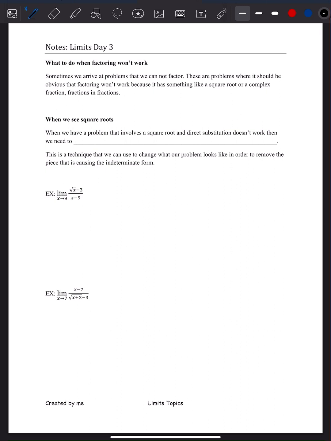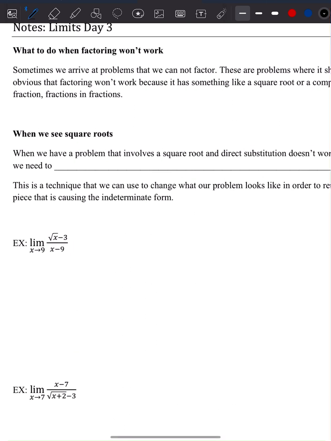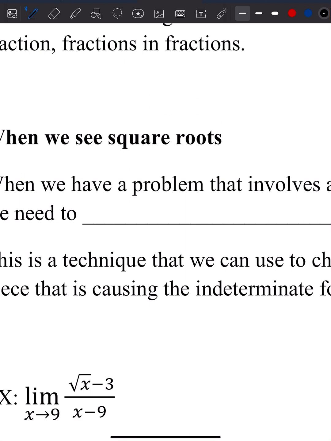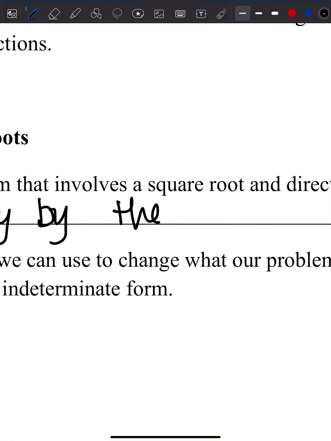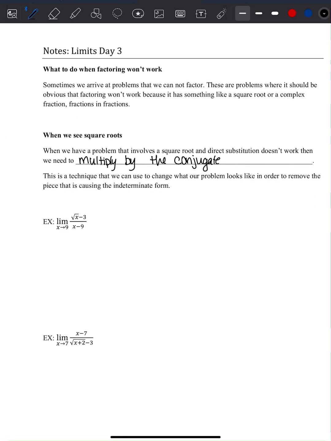So when direct substitution doesn't work and we get 0 over 0, the indeterminate form, we need to try something else. Our something else is called multiplying by the conjugate. Multiplying by the conjugate is how we deal with square roots. It changes what's happening with that square root enough that we can actually do something with it.